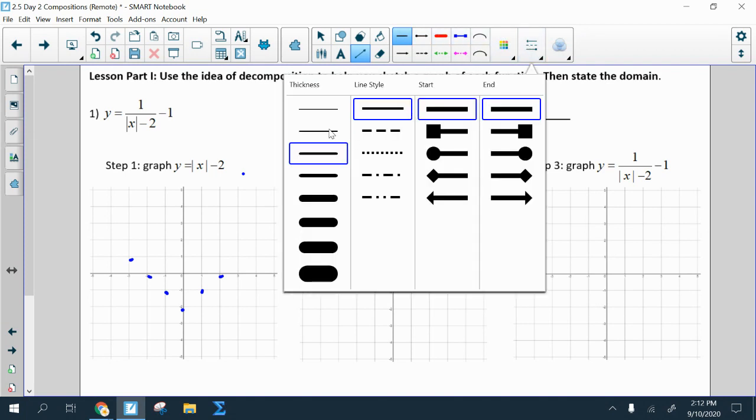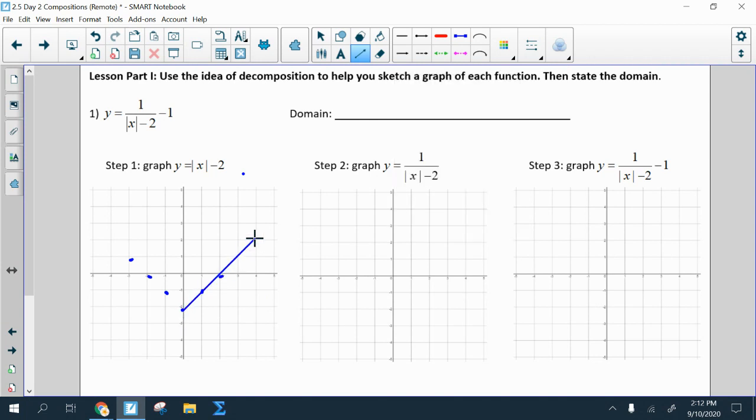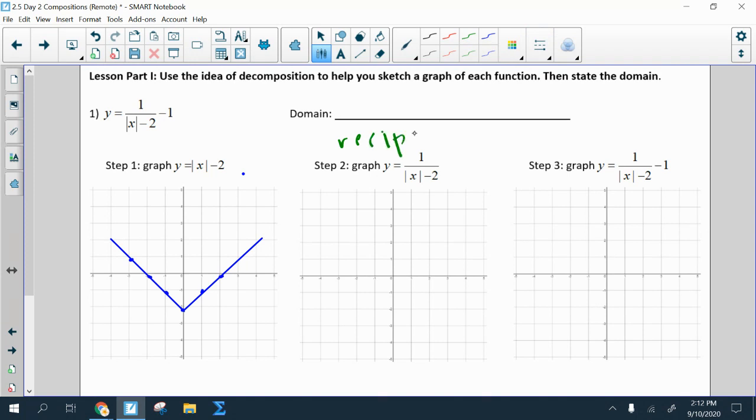And I'm just going to use the line tool because I can. Okay, so there is my absolute value of x minus 2. Now what I'm going to do is I am going to reciprocate that absolute value of x minus 2. That means I'm going to take every y value off of the first graph and flip it.